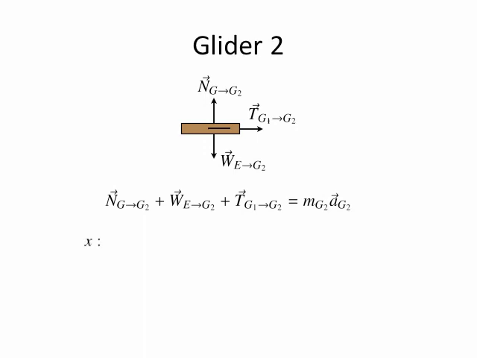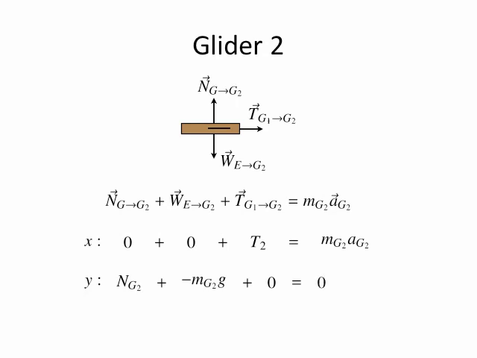So breaking those down into x components, the normal force has no x component, the weight has no x component, and the tension between glider 1 and glider 2, which we called T2, is positive in this case because it points in the plus x direction. That has to equal the mass of glider 2 times its acceleration. Finally, in the y direction, we have the normal force acting on glider 2, the weight of glider 2, which is the mass of glider 2 times g, and the tension has no y component. The acceleration in the y direction is 0 since there's no vertical motion, so those have to add up to 0.